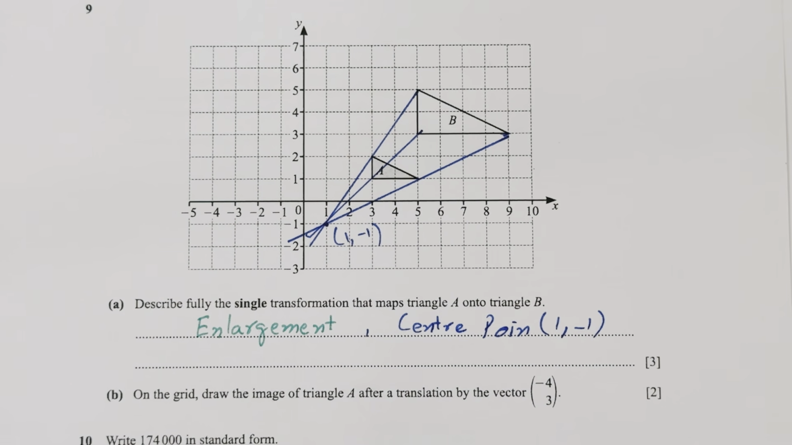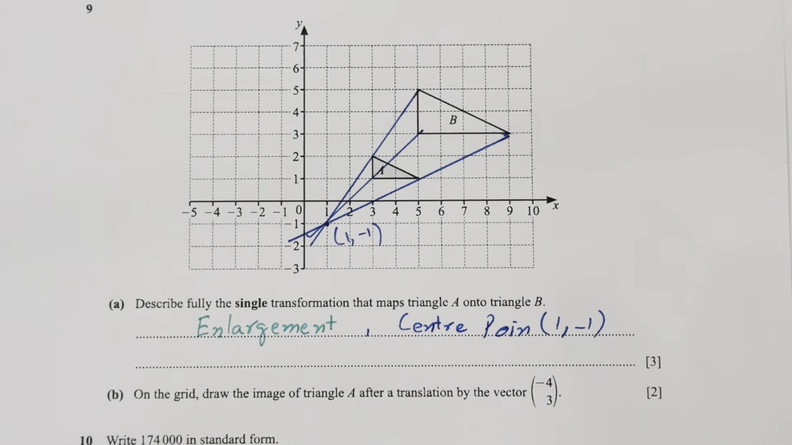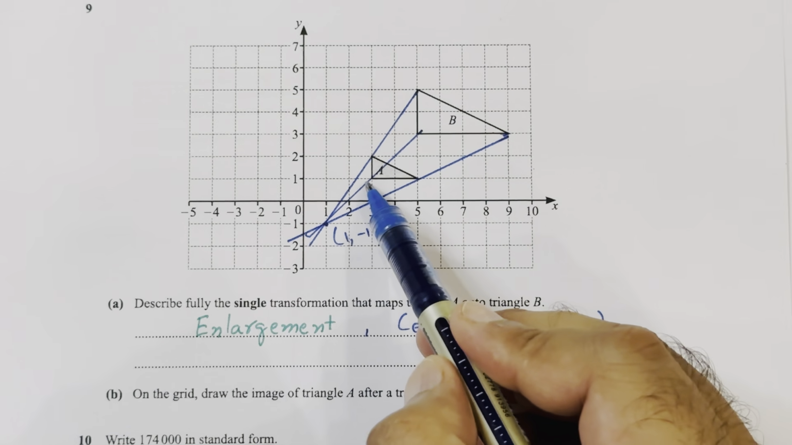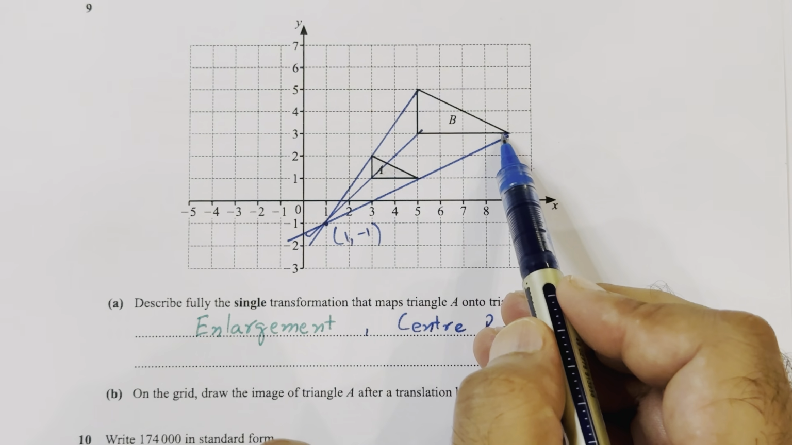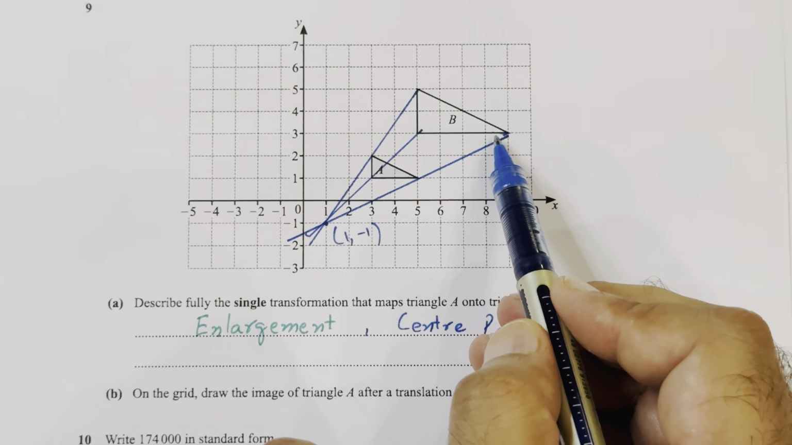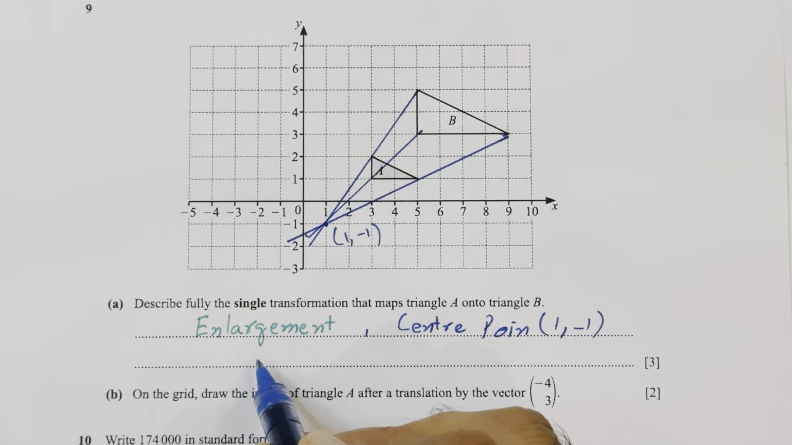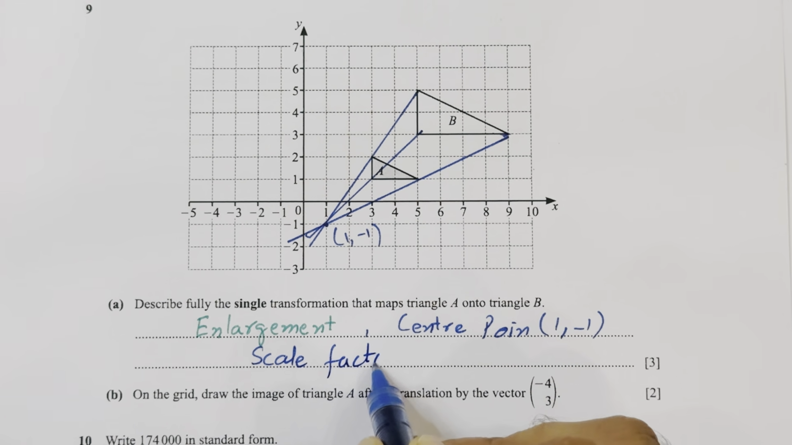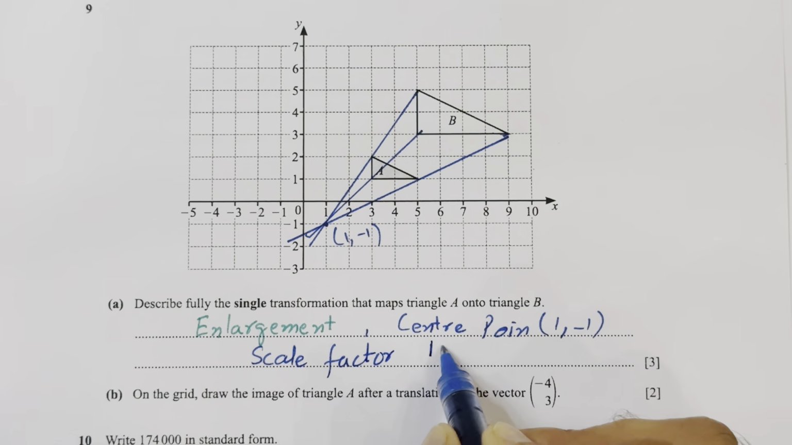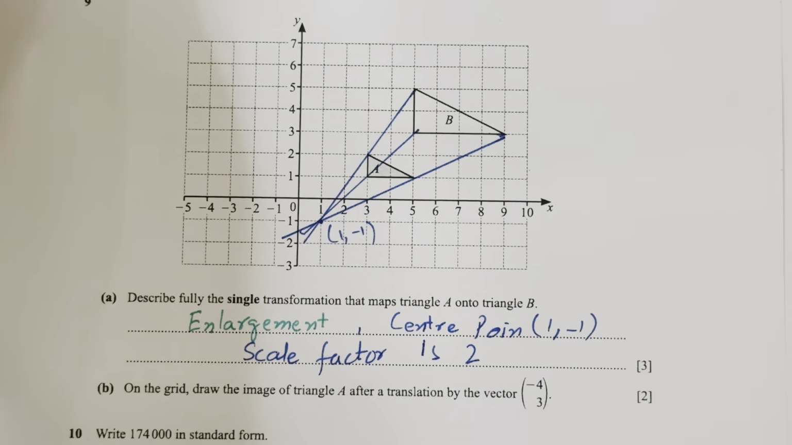Now you need to find the scale factor, because this question is carrying 3 marks. You need to find out 3 points. This small triangle has a base of 2, and this bigger triangle has a base of 4. It means that it is multiplied by a factor of 2. So the scale factor is 2 over here.